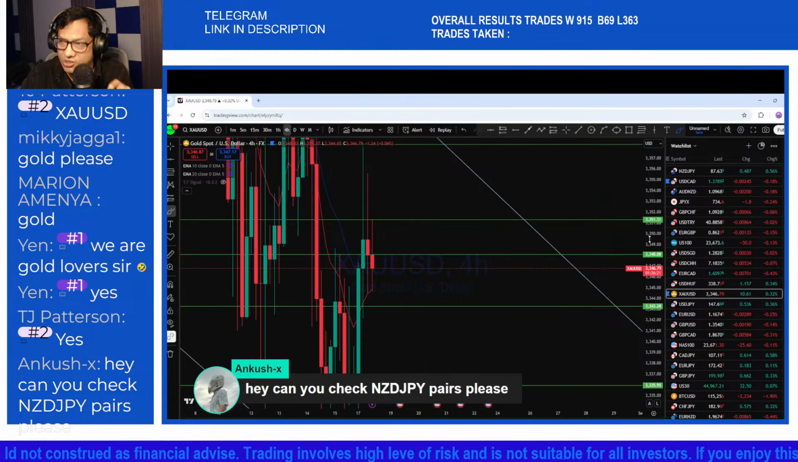NZDJPY. Now, what we can see here is it just penetrated the 4-hour resistance on the lower time frame, 5 minutes. From the 30 minutes, it crossed a key resistance line.